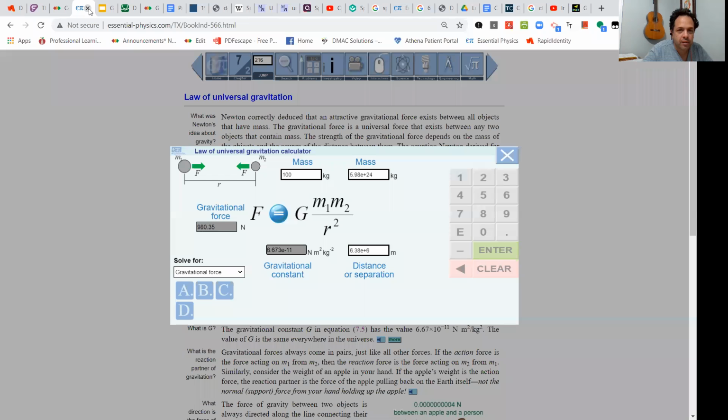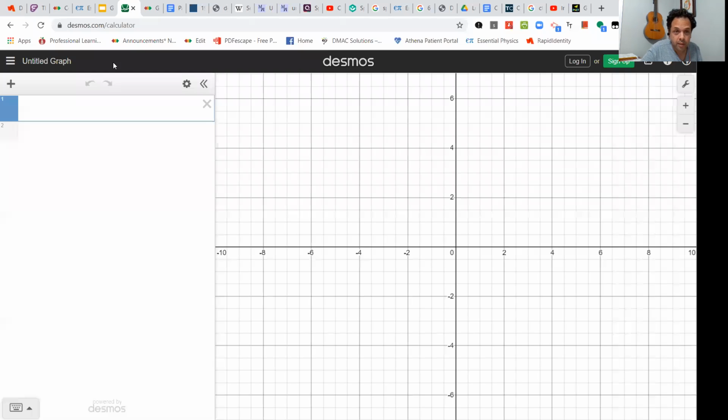Let's do the calculator first. We got the 100, we got the mass of the Earth, we got the distance between them. When you put those in, it does the formula for you. It even squares the distance for you. So we got 980.35. So you could do that here, or you could do it in Desmos.